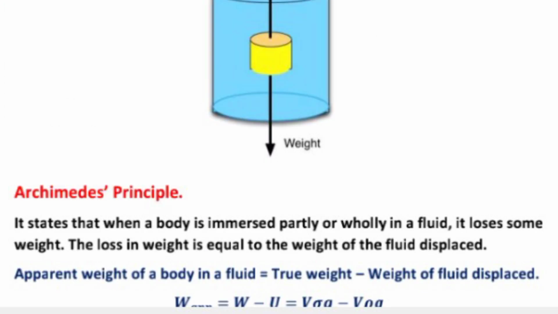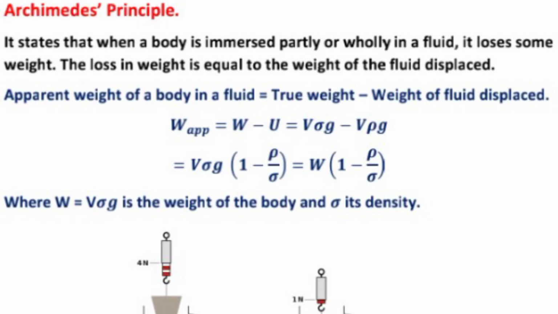Now, Archimedes principle. What is Archimedes principle? It states that when a body is immersed partly or wholly in a fluid, it loses some weight. The loss in weight is equal to the weight of the fluid displaced. Apparent weight of a body in a fluid equals true weight minus weight of the fluid displaced.